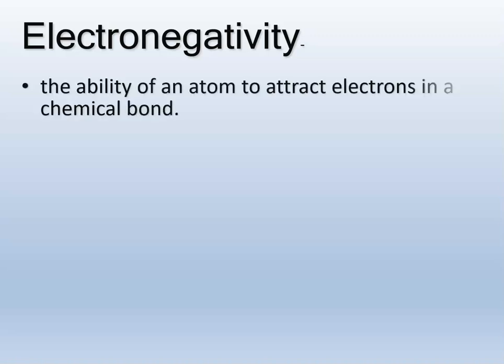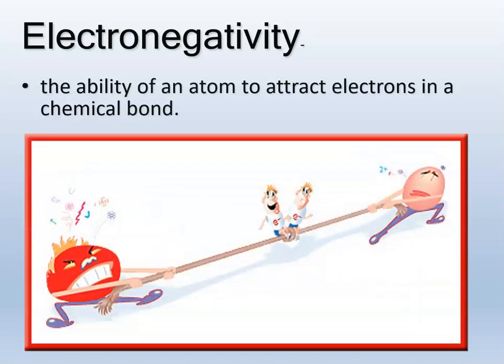Our next trend is called electronegativity, and for all these trends I would like you to know the definitions. So I'd like you to think of electronegativity as kind of like how atoms are attracted to someone else's electrons. It is the ability of an atom to attract electrons in a chemical bond. When we have two atoms that are bonding together, who wants the electrons more?